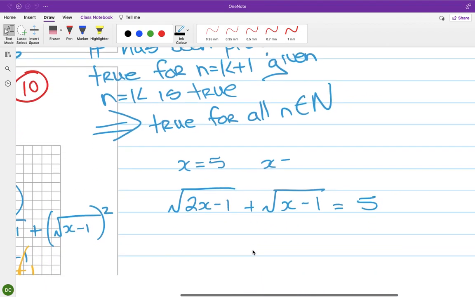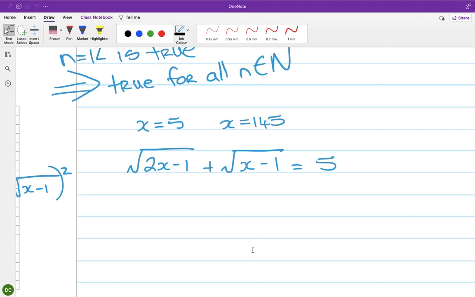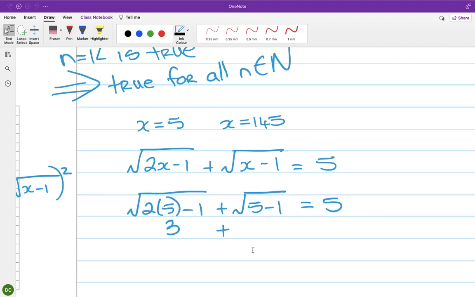Okay, so I'm over here verifying. So we'll do the 5 first. So 2 times 5 minus 1 under that square root plus 5 minus 1 under that square root, and that is supposed to equal 5. So what's that? 10 minus 1, so that's the square root of 9, which is 3. This is the square root of 4, which is 2. So that works. So x equal to 5 is definitely a solution.